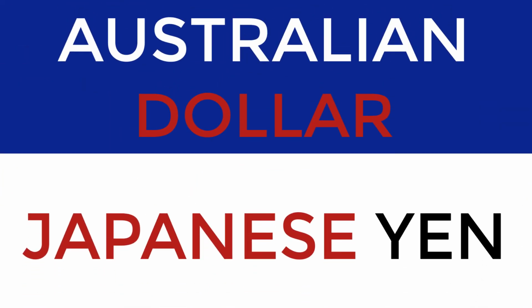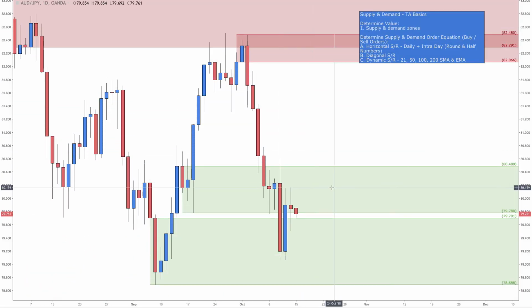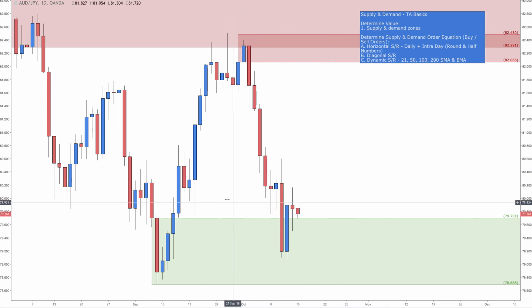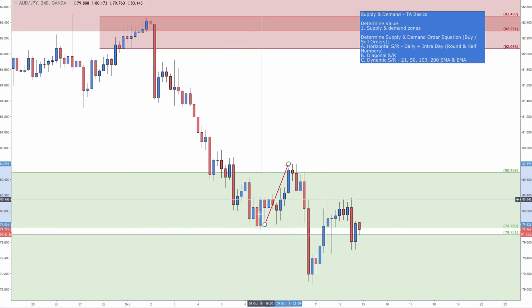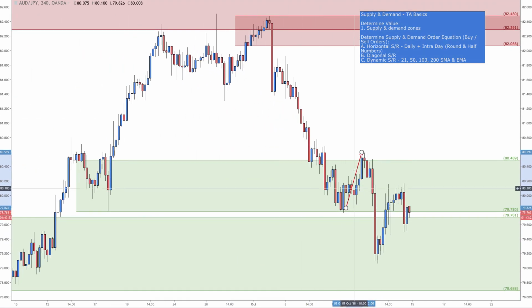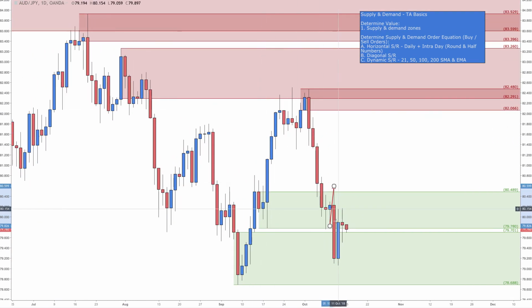And finally, the Australian dollar, Japanese yen. Actually, matter of fact, let me go back. There was a demand zone here which did react. So you did get some bullish price action, it just didn't follow through. So that's what it would look like on the lower time frame chart. Prices came down, and now what we're seeing is some bullish price action within this zone here. So again, we are at the bottom of this potential range.